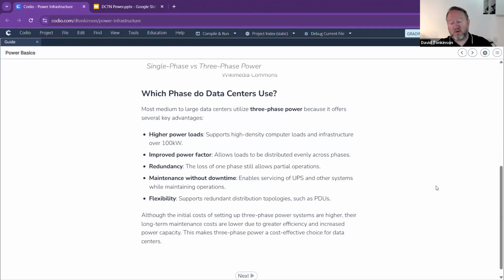It allows the load to be distributed across different phases and gives better redundancy. So if we do lose a cable, the other 2 basically can pick it up and carry on. We can shut off one section, so we can do maintenance without downtime because we can kill one of the phases. The other two phases are still enough to support the power that we need. And it's good for supporting redundant distributed topologies such as PDUs, power distribution units.